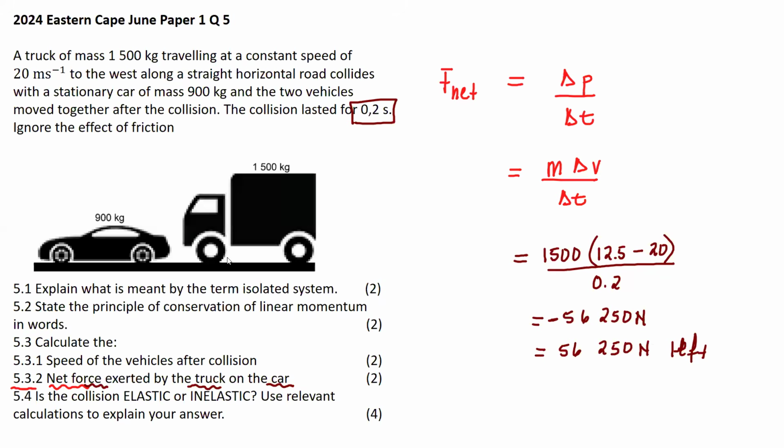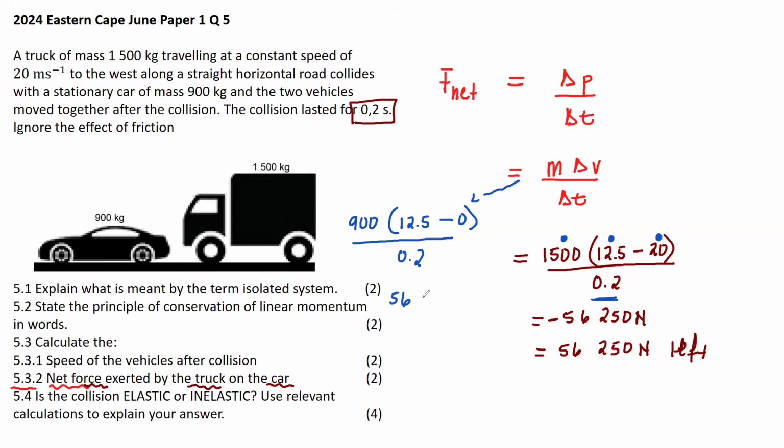Look at the information that I used. I used the mass of the truck, the final velocity of the truck, the initial velocity of the truck, and the time taken. But since the truck is exerting a force on the car, the car is also exerting a force on the truck. So even if you use the information about the car, you get the same answer. Let me prove it to you. Mass of the car is 900. Final velocity of the car is 12.5. Initial is 0. Remember, the car was stationary, so that's why the initial is 0. Then you divide by 0.2.